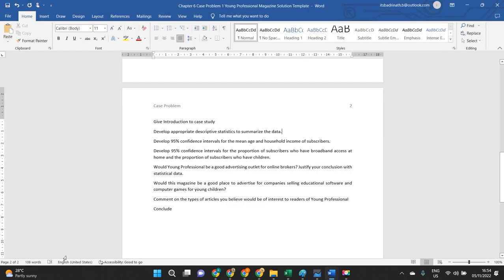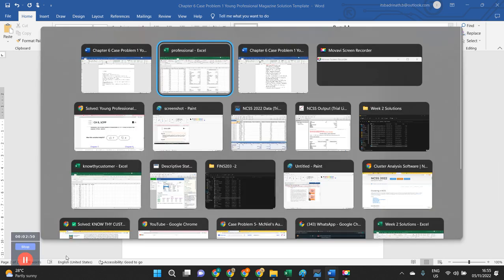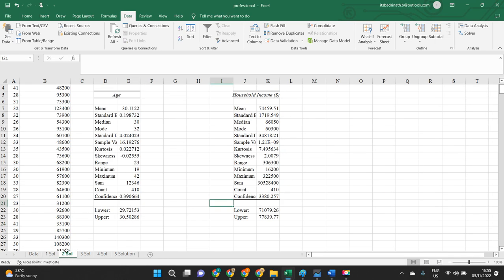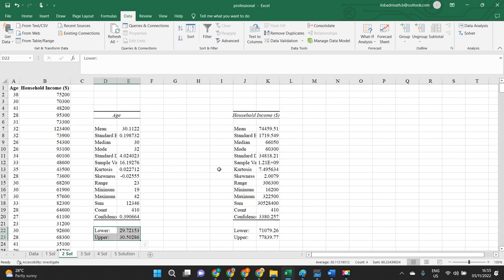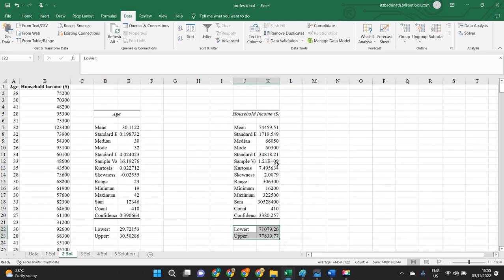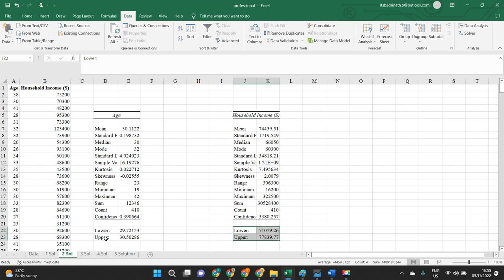What is the second question? The second question asks about calculating the confidence interval for mean age and household income. It was separately calculated in the second solution. You can see the lower limit and upper limit of age and the lower limit and upper limit of household income. These lower and upper limits are the confidence intervals of the selected factor. So a confidence interval is the minimum and maximum value that can be held by the age or the factor that is selected.